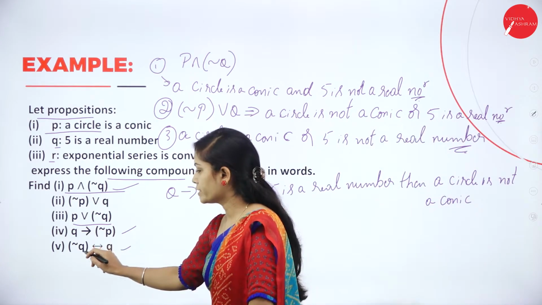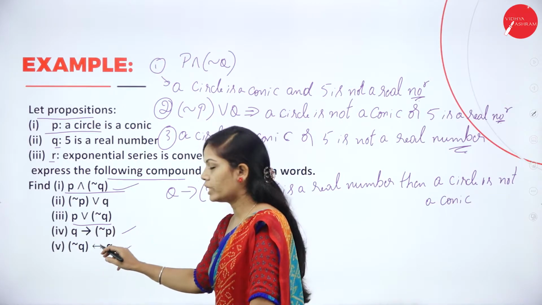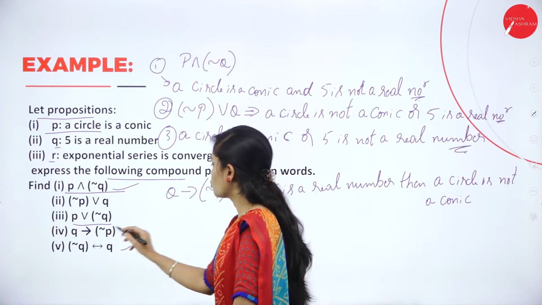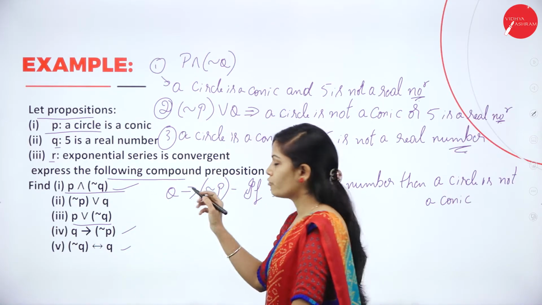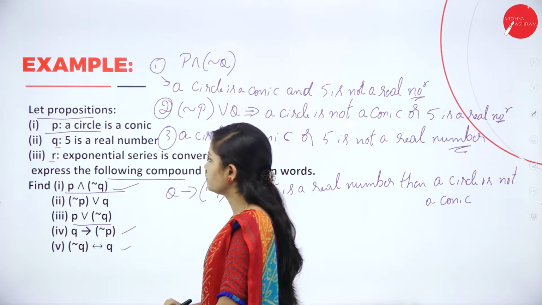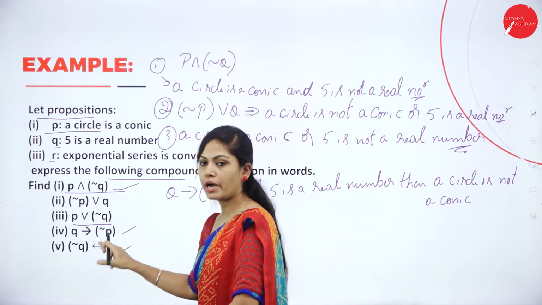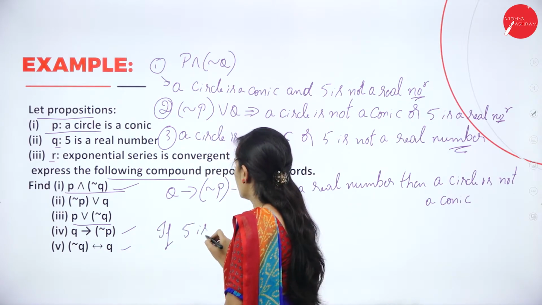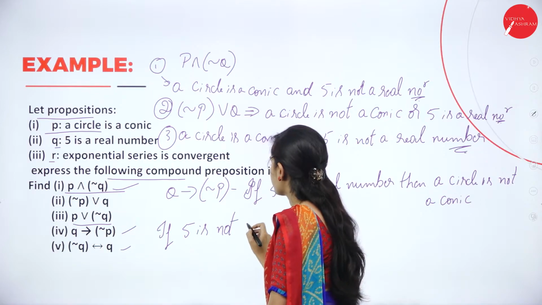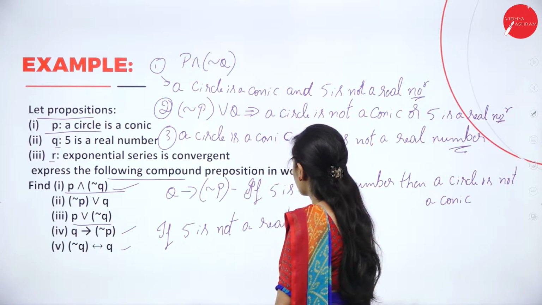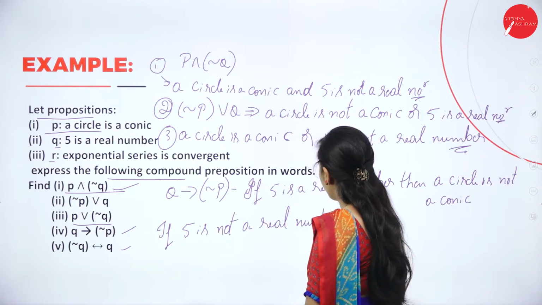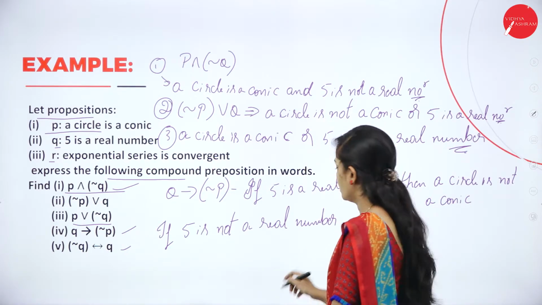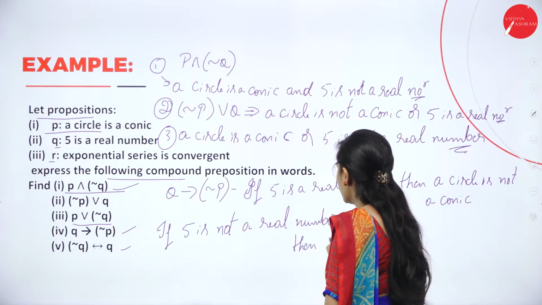And the fifth question, negation Q if and only if Q. If and only if means it is a biconditional statement. So what is negation Q? Phi is not a real number. Here you have to use if and only if: phi is not a real number if and only if phi is a real number.